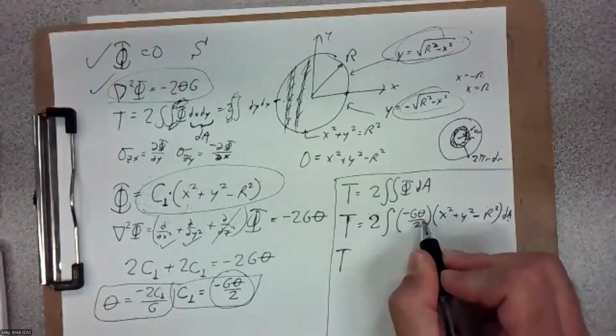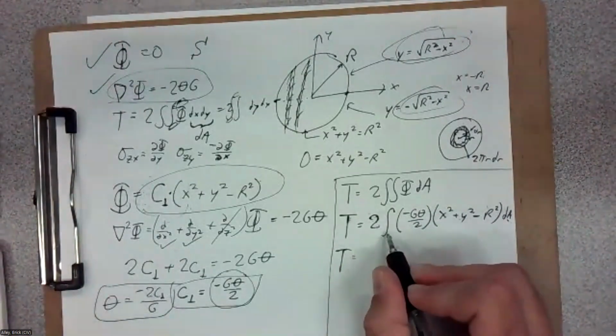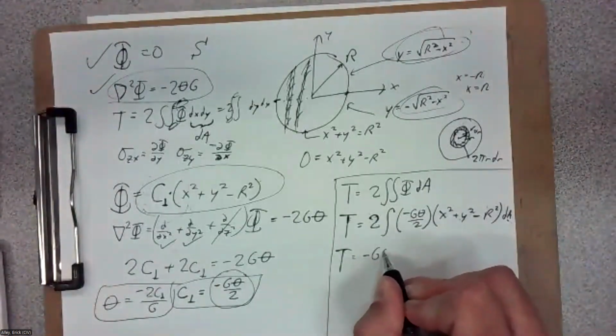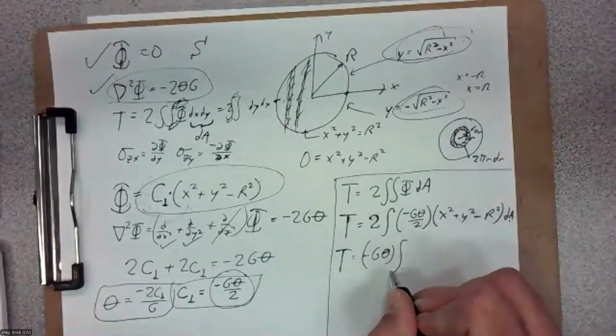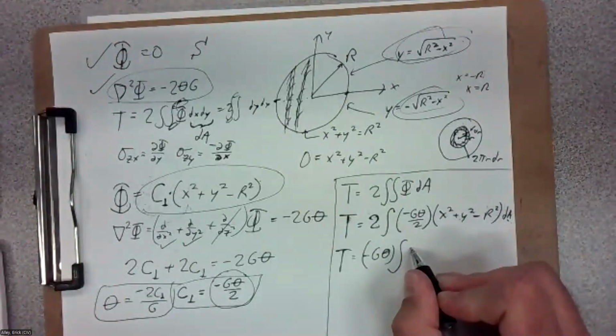So let's take this out. This doesn't have anything to do. So the 2π will cancel, and I've got minus G theta out in front. And now let's work up our integral.